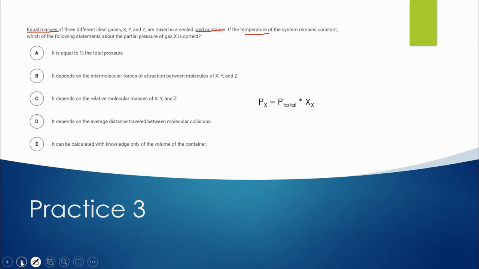So we know that the partial pressure of X is equal to the total pressure times the mole fraction of X. So remember, the mole fraction is the moles of X divided by the total moles.